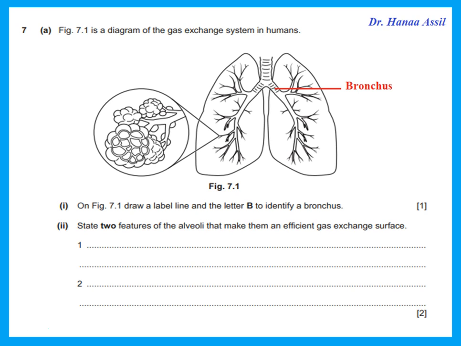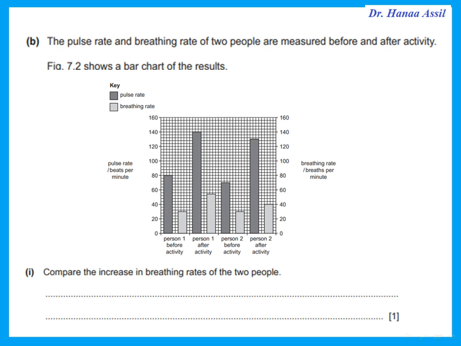State two features of the alveoli that make them efficient gas exchange surface. Remember, what did we say about alveoli? That they have large surface area, thin walls. This allows faster diffusion of gases in and out of the alveoli.